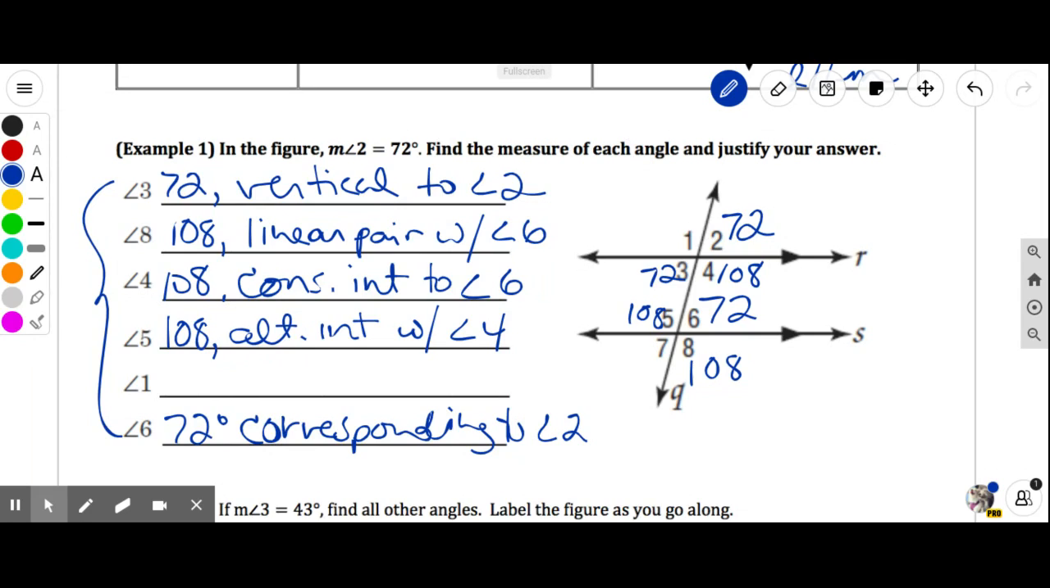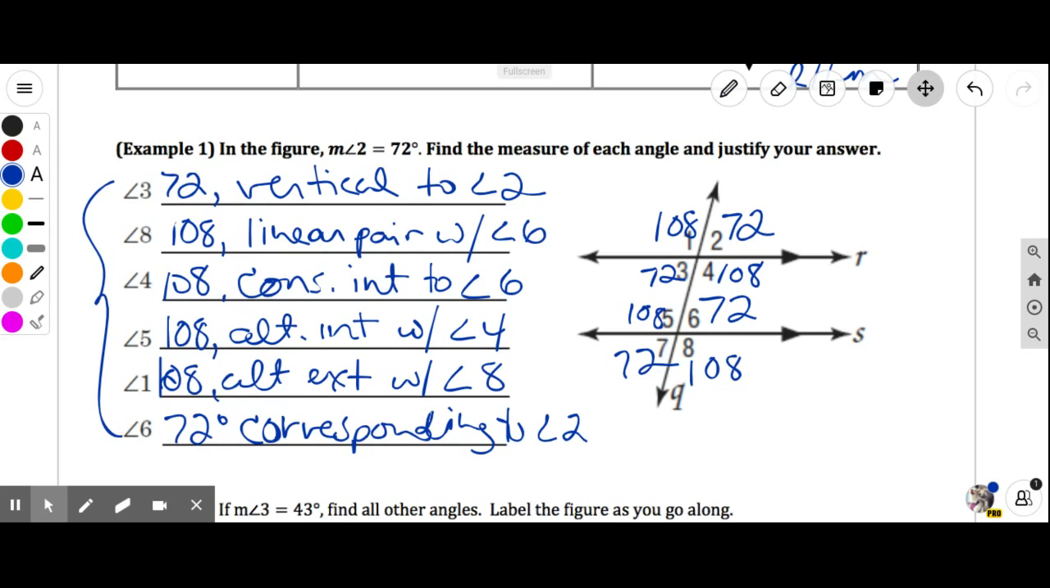And then angle 1 is 108. Oh, I don't know why I don't have a spot for 7. I'll add that in. Angle 1 is 108, and you could say so many different things. I'm going to say 108 because it's alternate exterior. I like to mix it up with my justifications because really you could say vertical or linear pair for so many of them. Alternate exterior with angle 8. So there's just a really simple example of how you would find angles and justify.